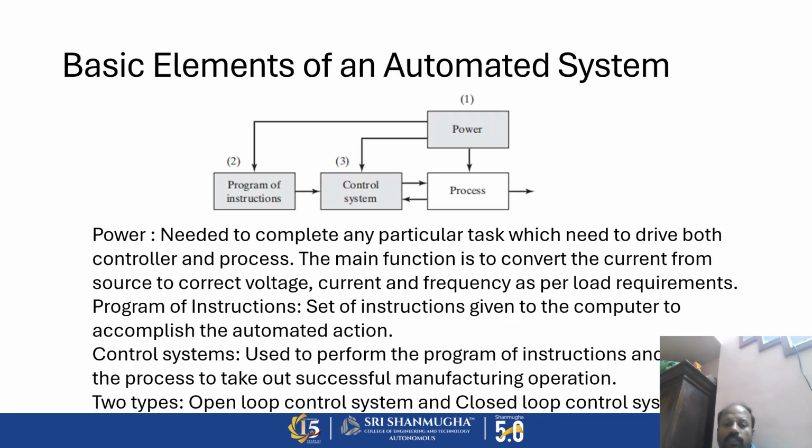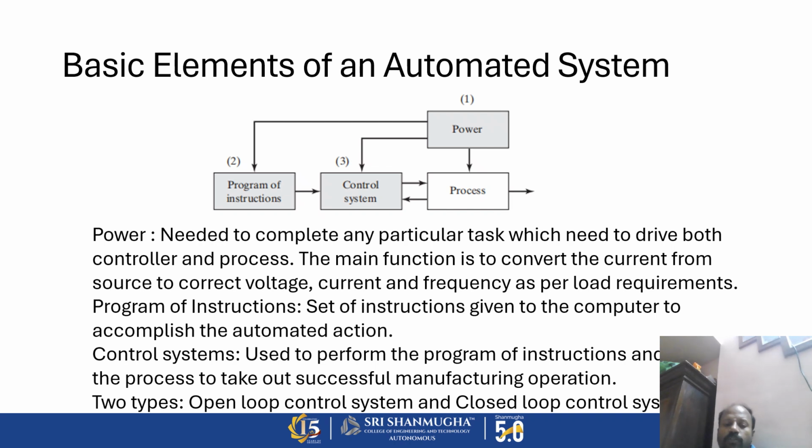Next, the basic elements of an automated system. First, power is needed to complete any particular task, which drives both the controller and the process. The main function is to convert the current from the source to the correct voltage, current and frequency as per load requirements. Next is the program of instructions. It is a set of instructions given to the computer to accomplish the automated action. That is the program, and we call it the program of instructions.